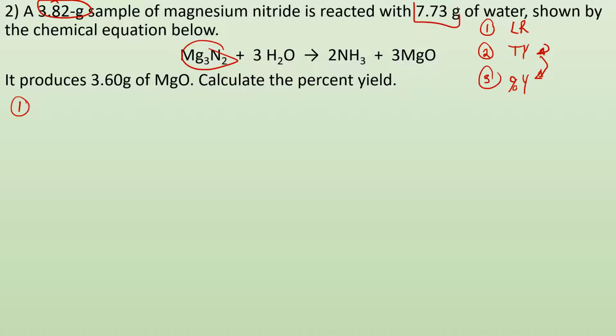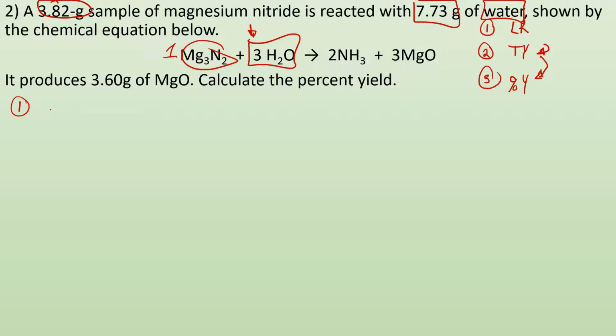reacted with 7.73 grams of water, I need to convert those to moles because the balanced chemical equation is in terms of moles. It's saying 1 mole of magnesium nitride will react with 3 moles of H2O. So I can't just use grams. So let me do that.